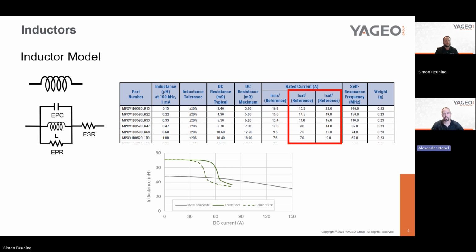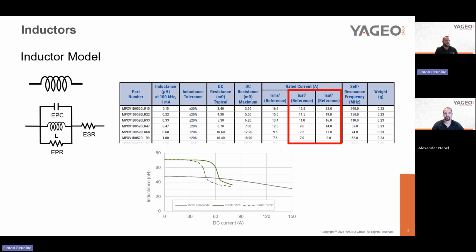So the metal composite material seems here to be more stable for higher current values. And this is very important to understand, which material the customer is using here. Yeah, and I don't have a particular example for somebody running into this issue with a ferrite inductor, but I've had customers that were using transformers that had ferrite cores that were actually running into this temperature issue.